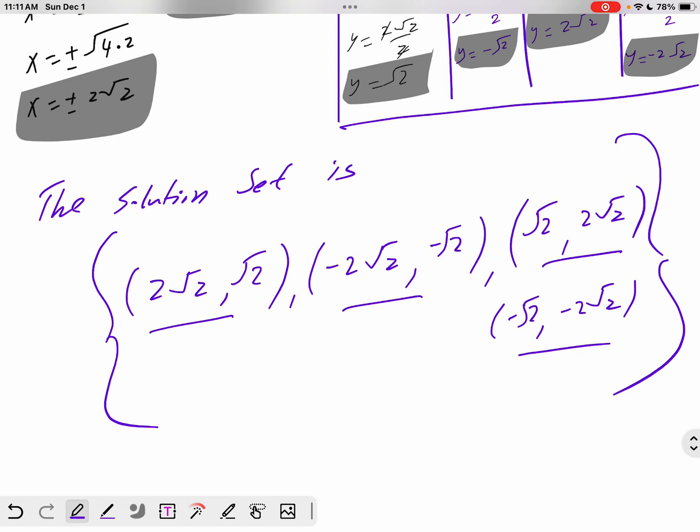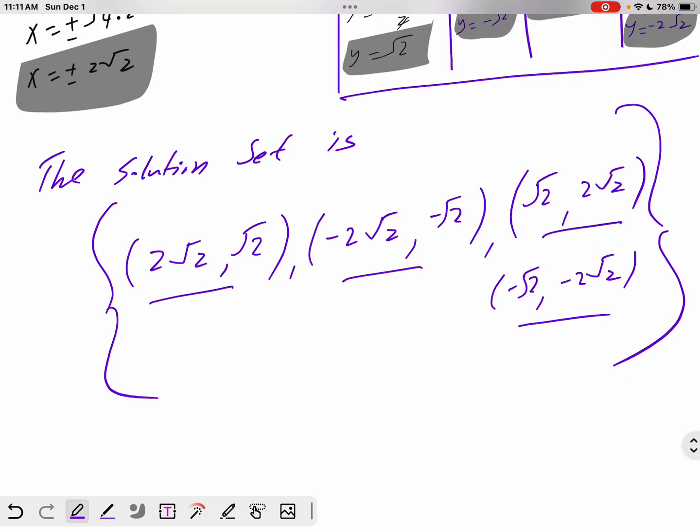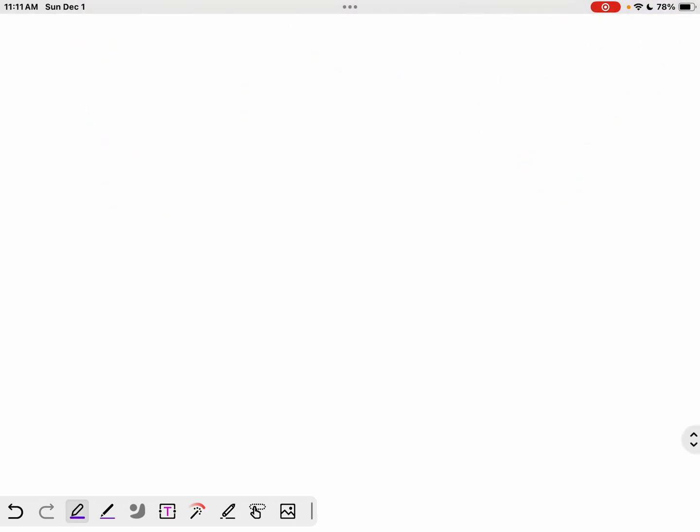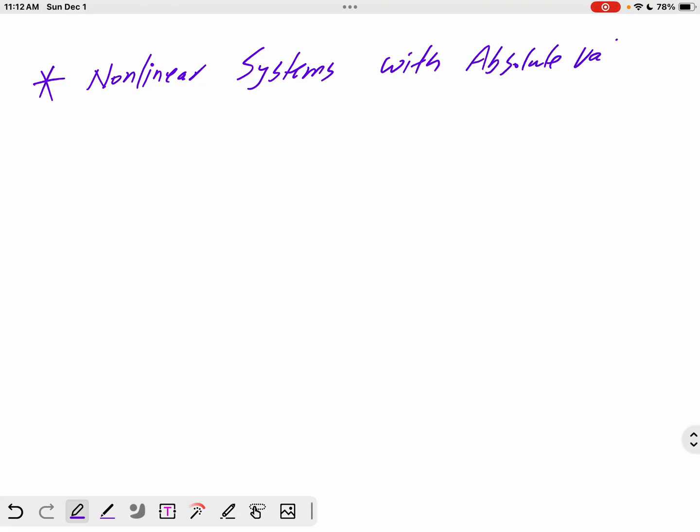We can do one more. What if there's an absolute value involved there? Then we can use the substitution again. So let's do one more. So here is a non-linear system with absolute value. Okay, so here is a quick example.